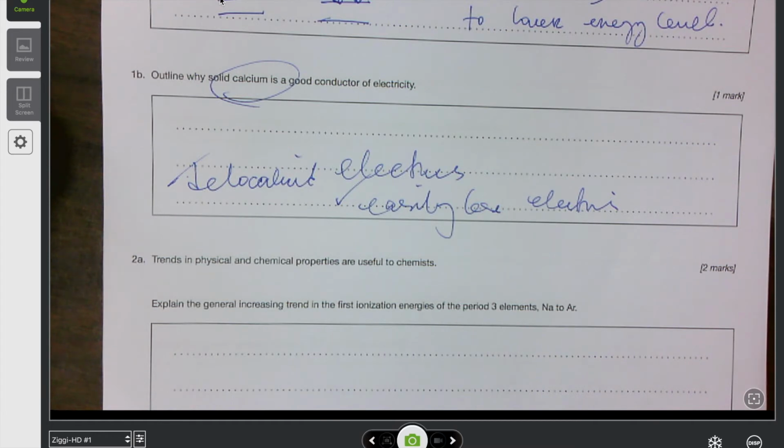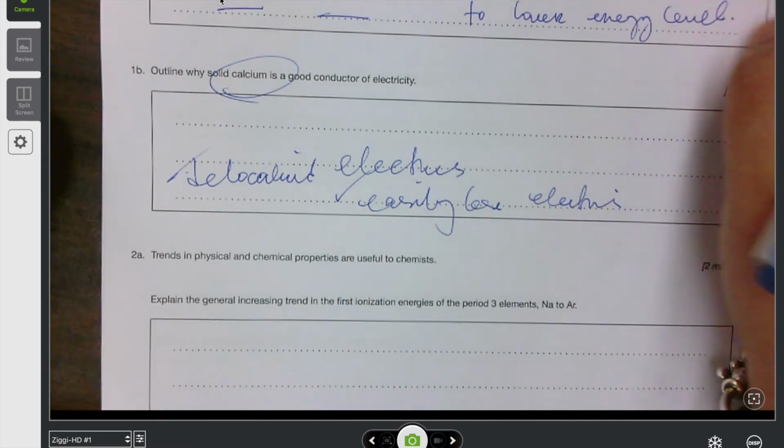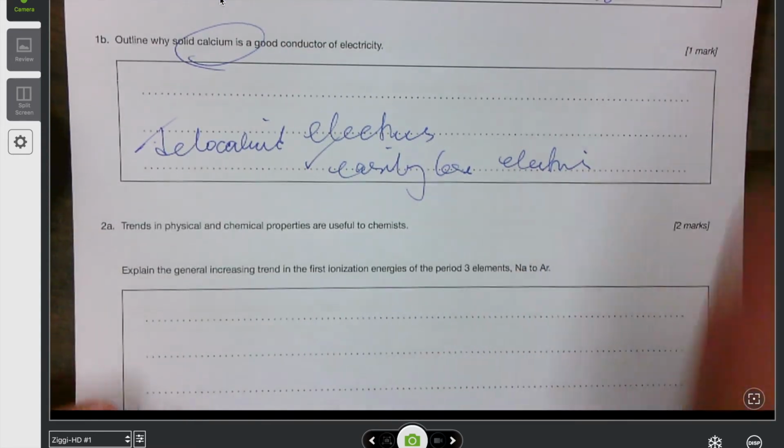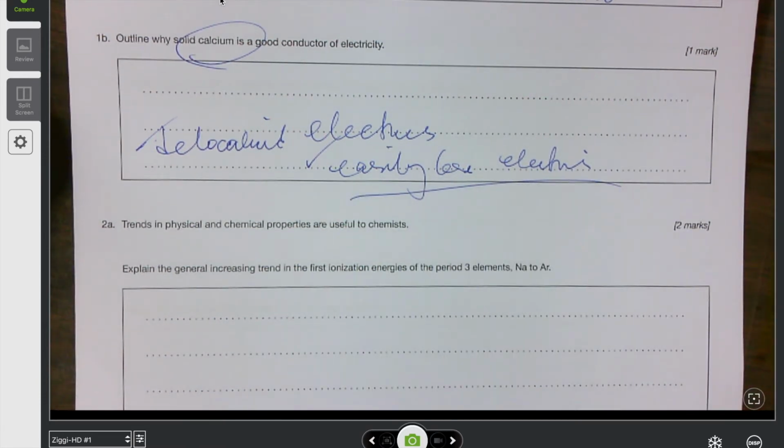The rest of you can ask questions for the answers. Yes. But there's easily lose electrons. But it has something to do with electrons. I was just looking for the word electrons.